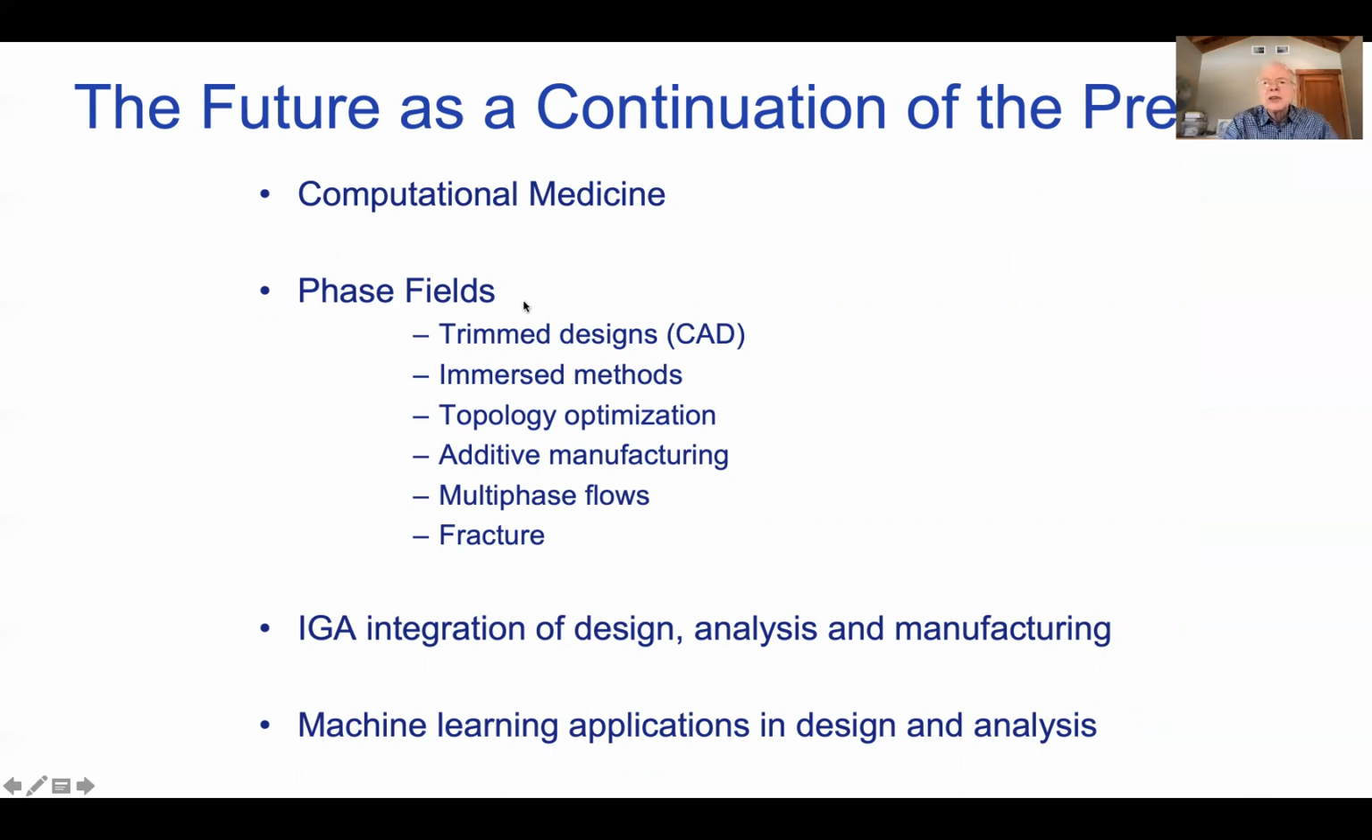Phase fields. Phase fields are everywhere. We never recognized it, but CAD is a phase field. It's just a binary field. You have material and you don't. And you can do analysis with that now directly. And you can do immersed methods, the three-dimensional version. Topology optimization is a phase field. You turn on the material where it is and you turn it off where it isn't. Additive manufacturing, the same thing. And the phase field can have gradations in material properties, as is essential in additive manufacturing. Multi-phase flows. Even fracture has undergone, I would say, a renaissance due to phase field methodology.